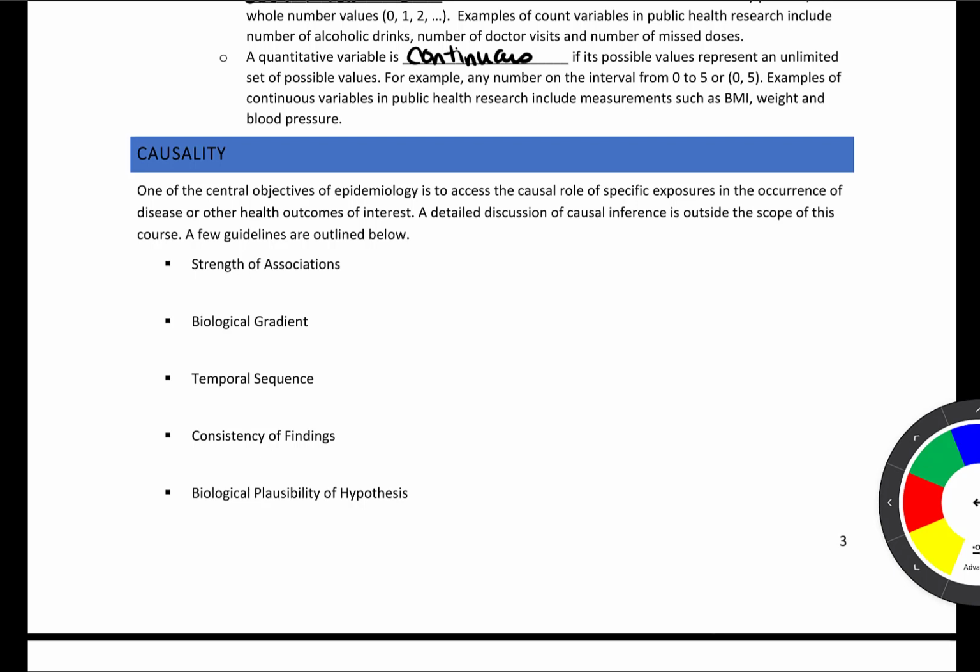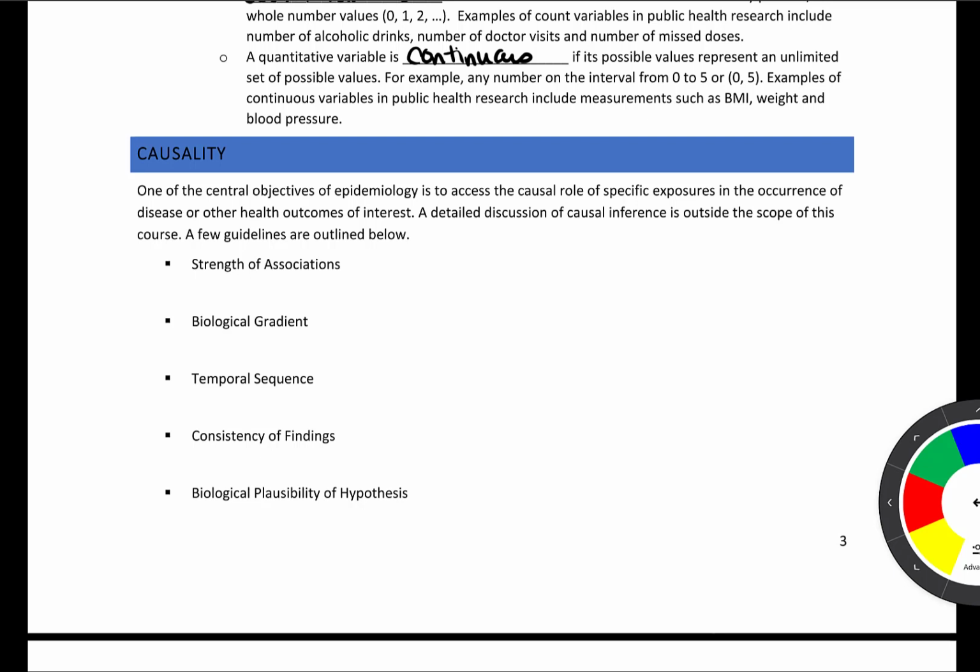Temporal sequence. This says the timing assumes that the exposure factor precedes the development of the disease under study. In other words, did they have the exposure before the disease? Because if the exposure occurred after the disease, then there may not be evidence of causation there.